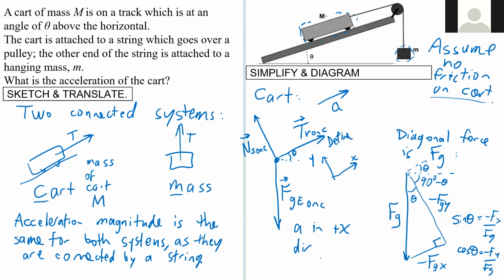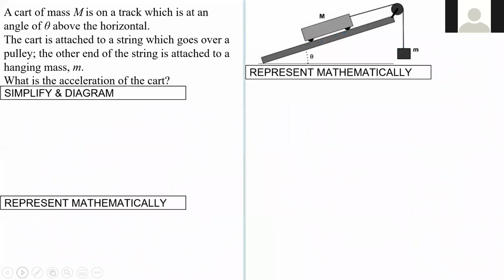And I will be posting these notes, but I can go back to it in a minute. Let me just go to the next slide. I still haven't done the force diagram for the hanging mass, so I have to do that still. Let's do the hanging mass.